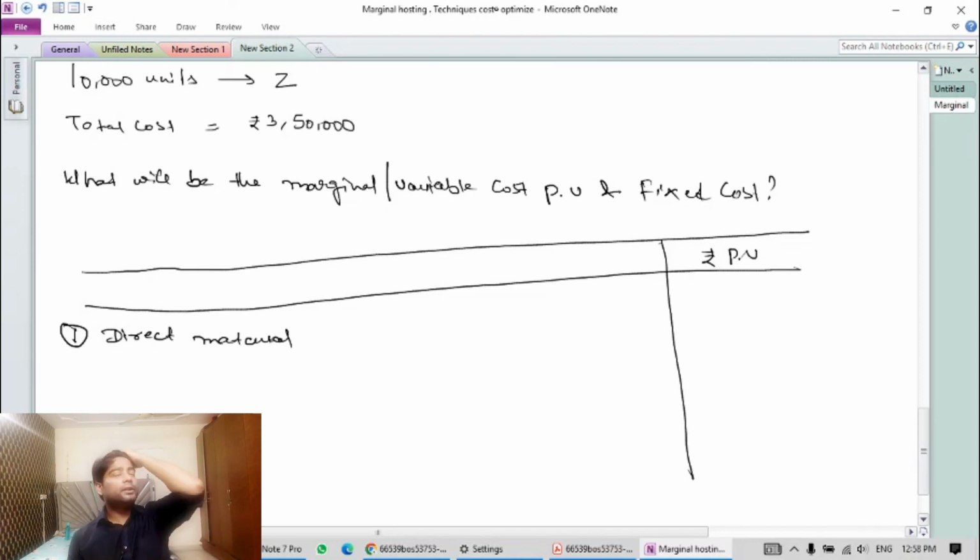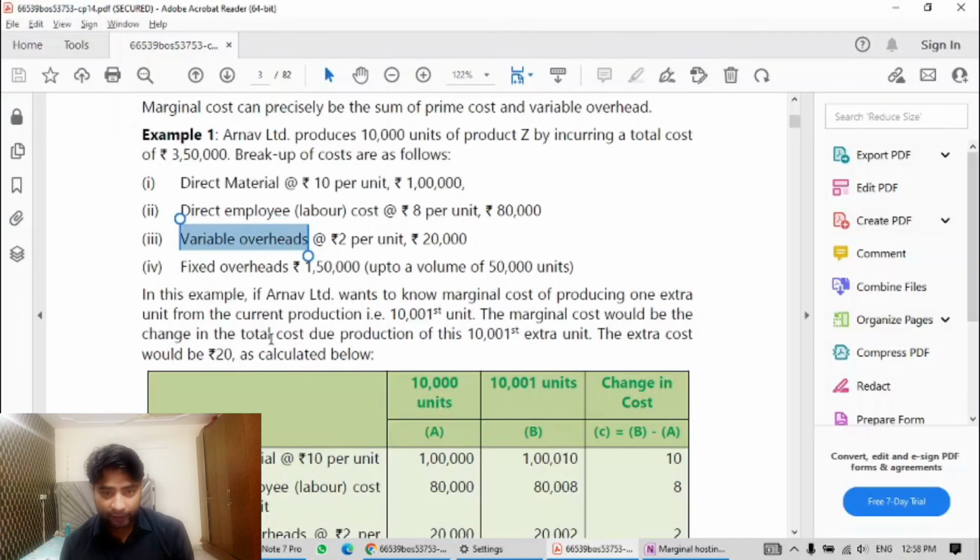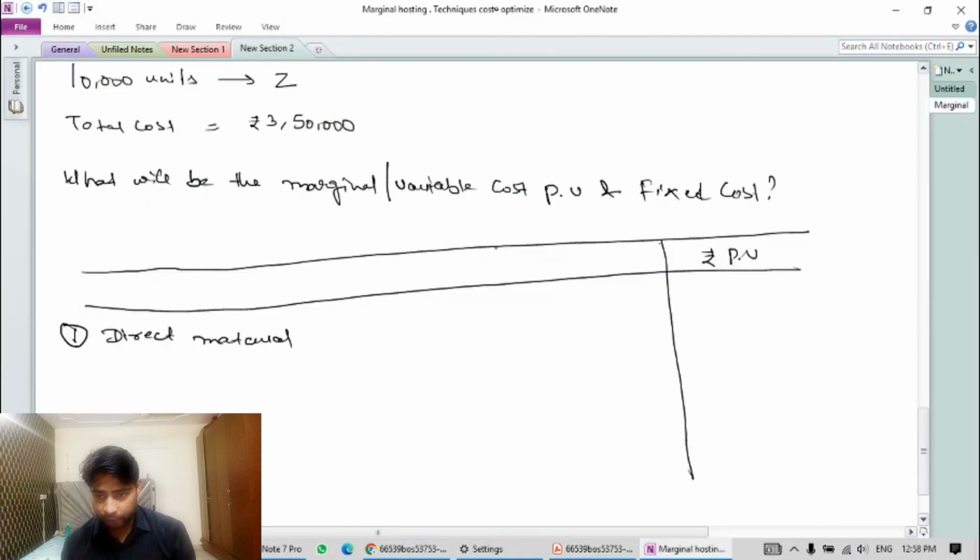Sir, direct material means the cost of the cloth that we have studied earlier. The cost of the cloth is the direct material. If we want to produce one shirt, then we need 2 meters of cloth, and if we want to produce two shirts, we need 4 meters of cloth, and if we don't want to produce any shirt, then the cost is zero because we don't purchase any cloth. So direct material will be your variable cost. In our example, direct material is rupees 10 per unit.